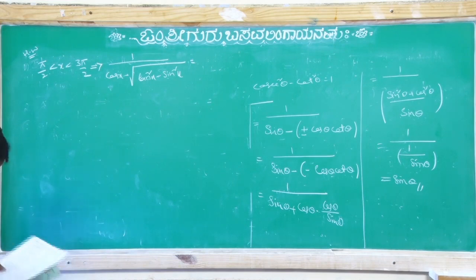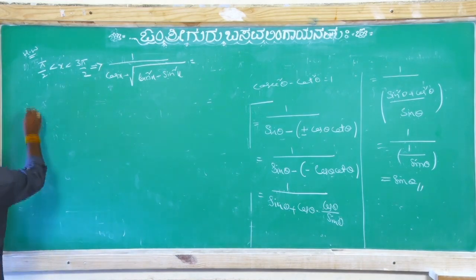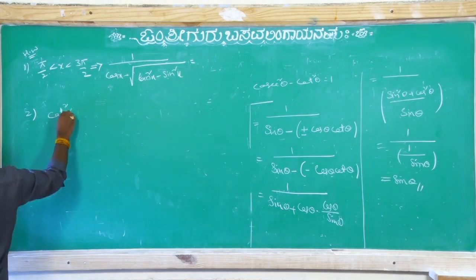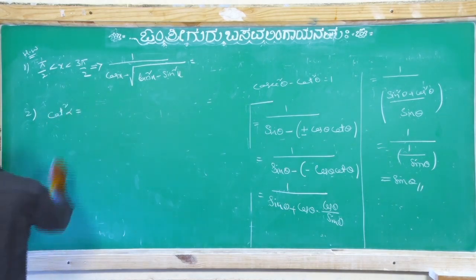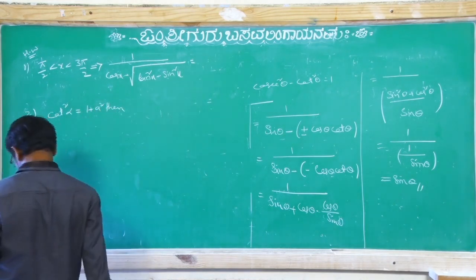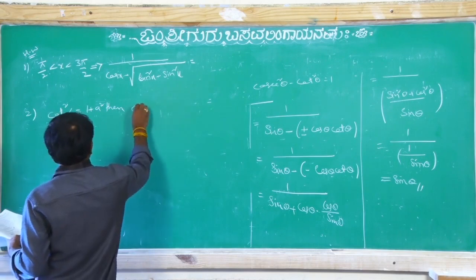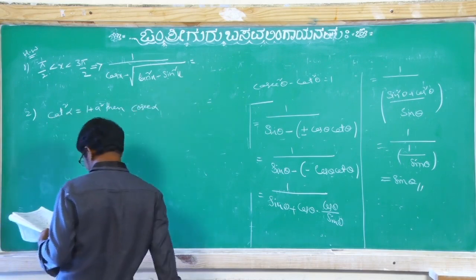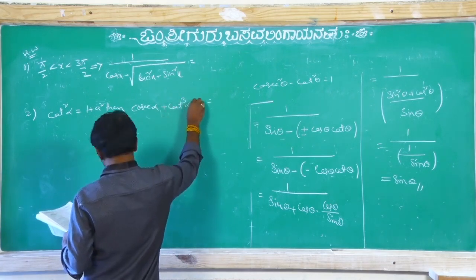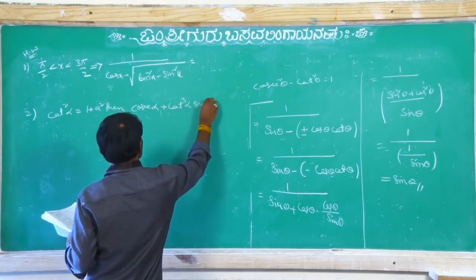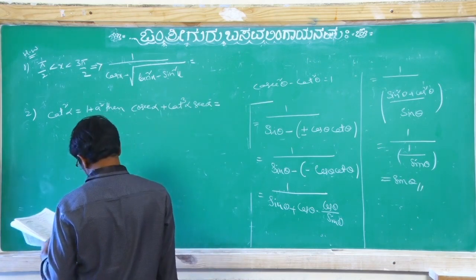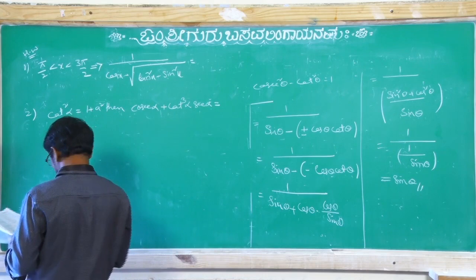So this is second problem. Cot square alpha equal to 1 plus a square, then cosecant alpha plus cot cube alpha into secant alpha. Cosecant alpha plus cot cube alpha into secant alpha equal to.